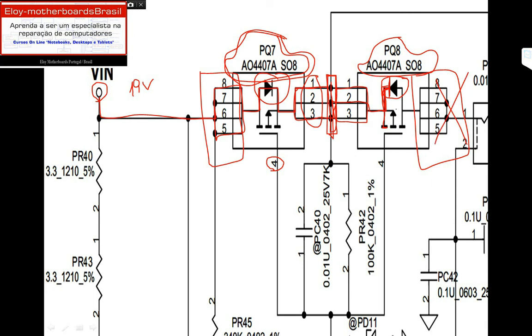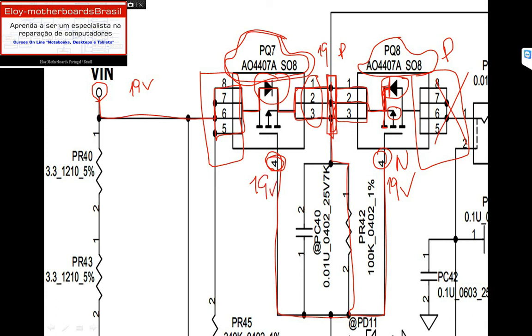So as we can see, this is a PNP. P, N, and P. This is a PNP. As we can see, this 19 volts will be present in here. You see right here, this 19 volts will be present in here.